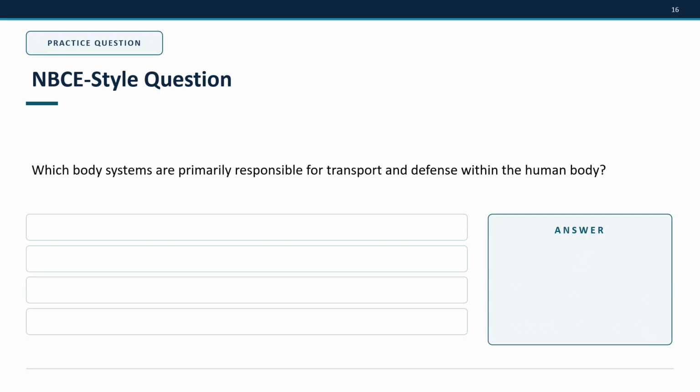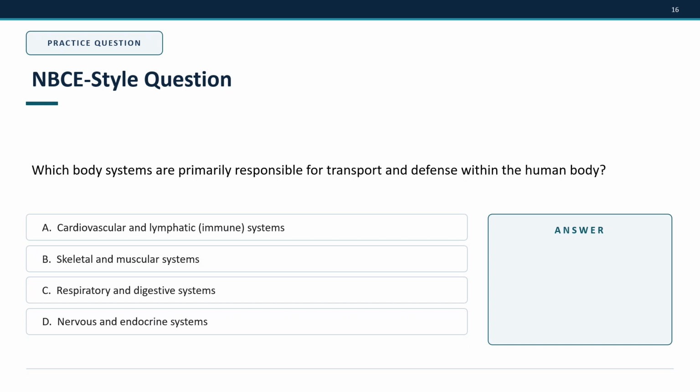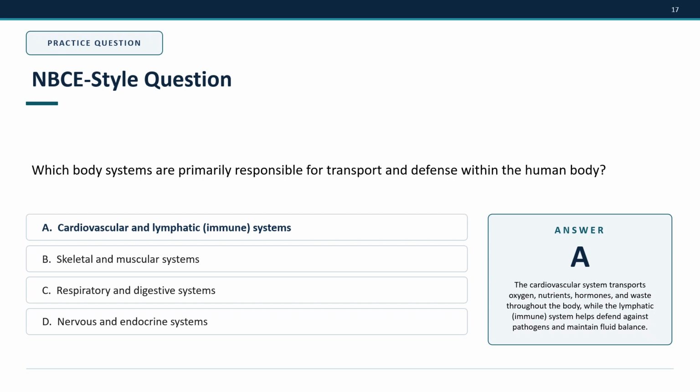All right, next question here. Which body systems are primarily responsible for transport and defense within the human body? So defense is kind of your key word here. So as you're looking at these, hopefully you get answer A, the cardiovascular and lymphatic or immune systems. So remember, the cardiovascular system is transporting various nutrients, hormones, waste products throughout the body. And the lymphatic system is really the one that is primarily being defensive against different pathogens in the body. So that transport and defense, cardiovascular, lymphatic systems.